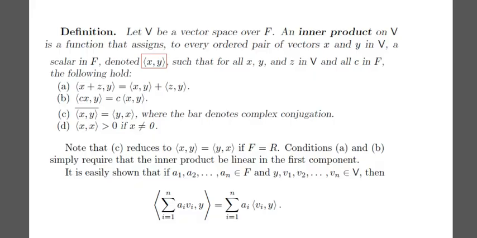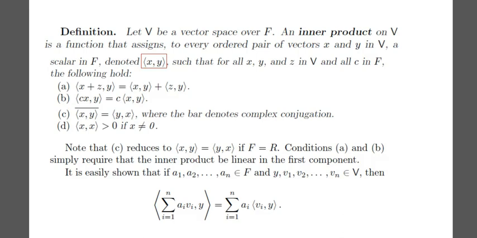Let V be a vector space over F. An inner product on V is a function that assigns to every ordered pair of vectors x and y in V a scalar in F, denoted by this symbol which I have marked in the red block, such that for all x, y and z in vector space V and all scalars c in field F, the following four properties hold.